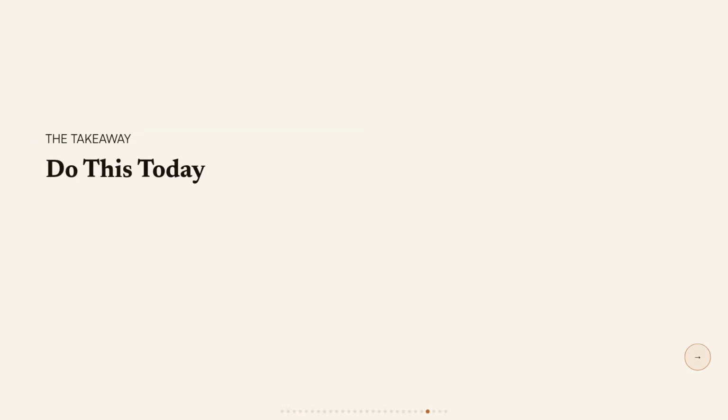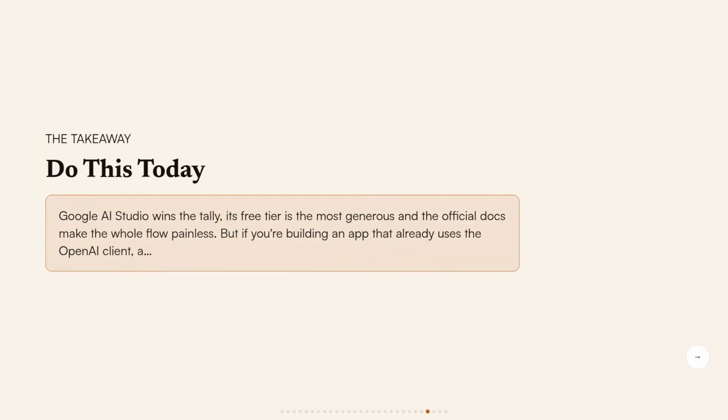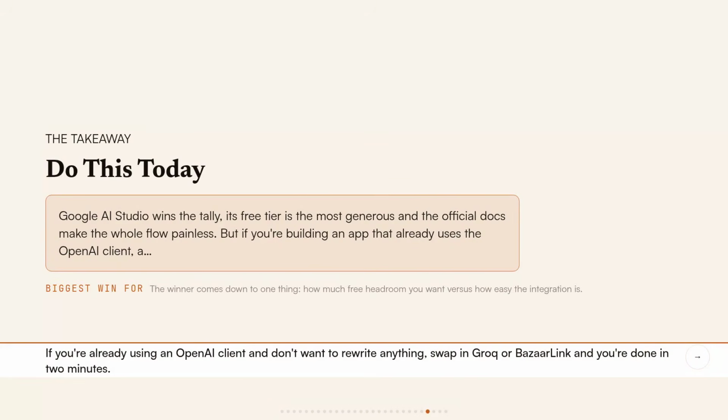If you want the most headroom to experiment for free, the default pick is Google AI Studio at 1,500 requests per day, $0. If you're already using an OpenAI client and don't want to rewrite anything, swap in Grok or BazarLink and you're done in 2 minutes.